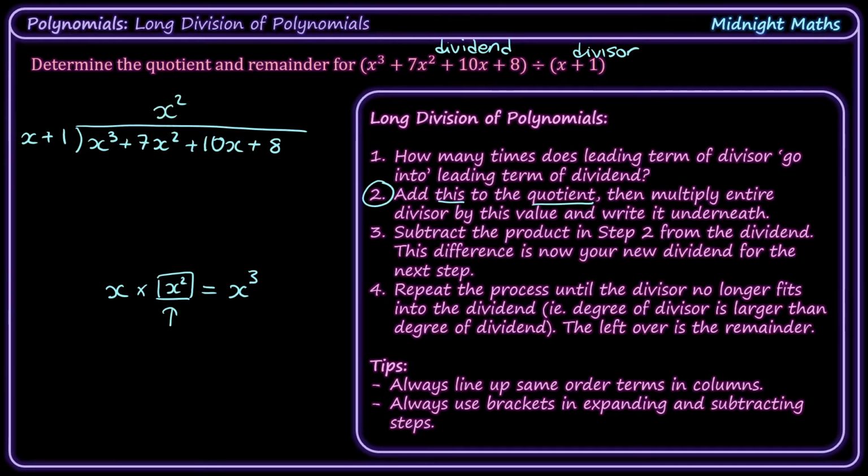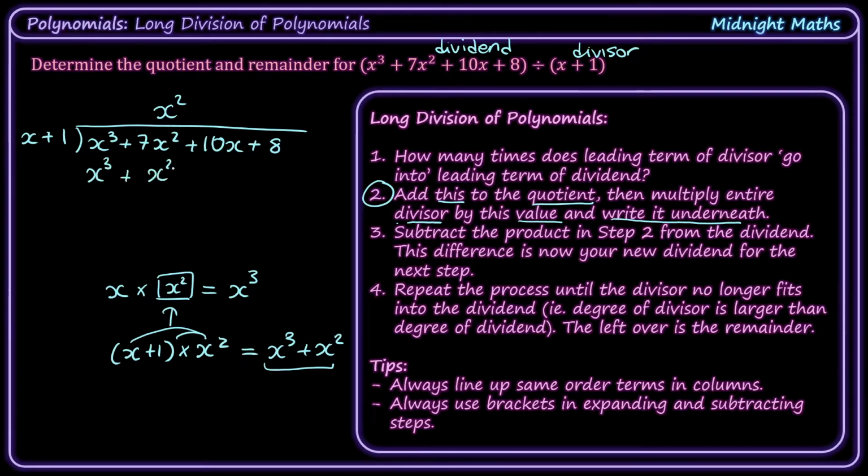We've added this to the quotient, then multiply the entire divisor by this value. Okay, let's do that. We're going to multiply the divisor, x plus 1, multiplied by that value, which is x squared. So expanding this out, we get x cubed plus x squared. Good. Multiply the entire divisor by this value, we're left with this, and write it underneath. We're going to write it underneath this, just like when you write your long division of numbers, you write it underneath and you kind of build downwards. So we'll write it underneath and we'll match up our powers. Okay, that was just me writing that underneath.